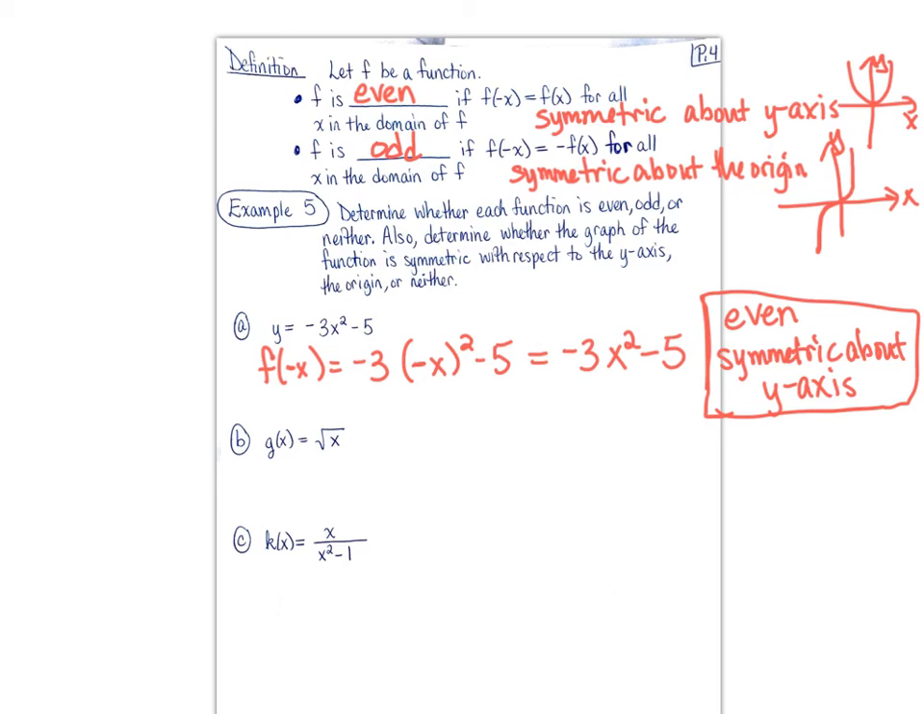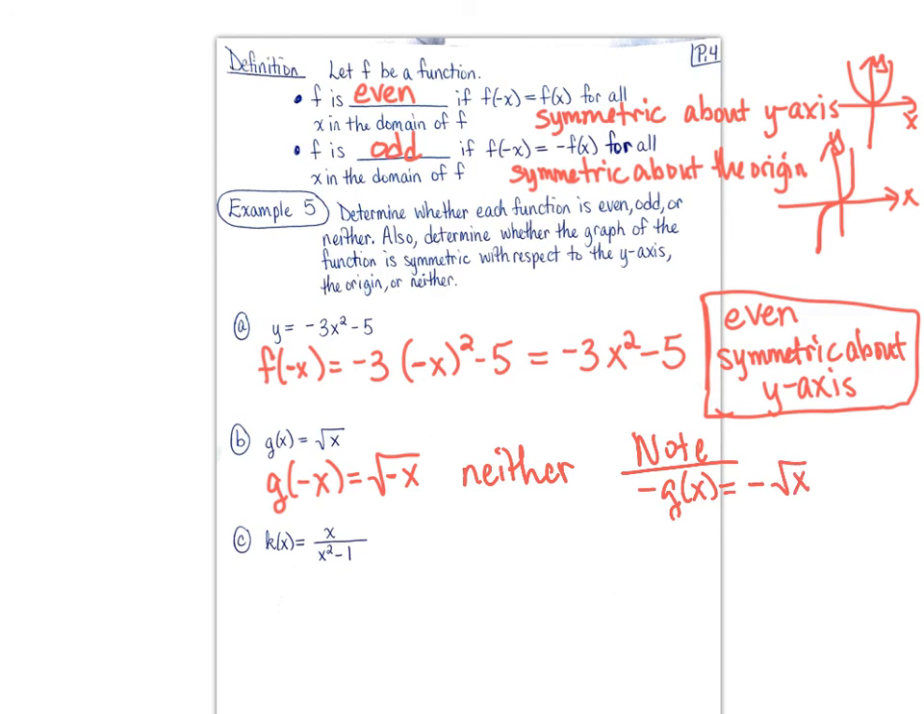Okay? Now, g of x in part B. Part B, we have g of x is equal to the square root of x. G of negative x is equal to the square root of negative x. Or in other words, wait a second. This is neither even because we don't get our original function back. And it's not even odd because we don't get the opposite of our original function. So this is neither. It's not even or odd. Okay? So note, just an aside, negative g of x is equal to negative square root of x. That is not the same thing as g of negative x. They're different, okay?